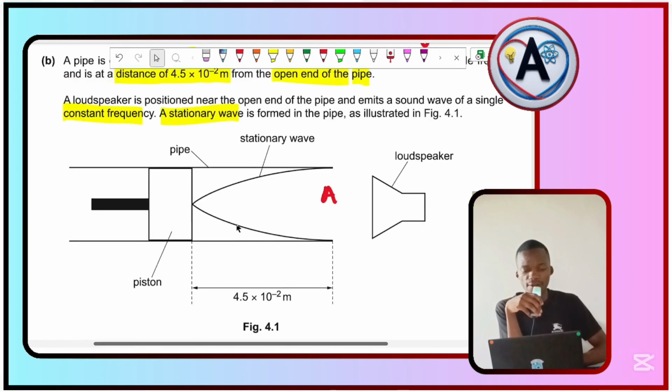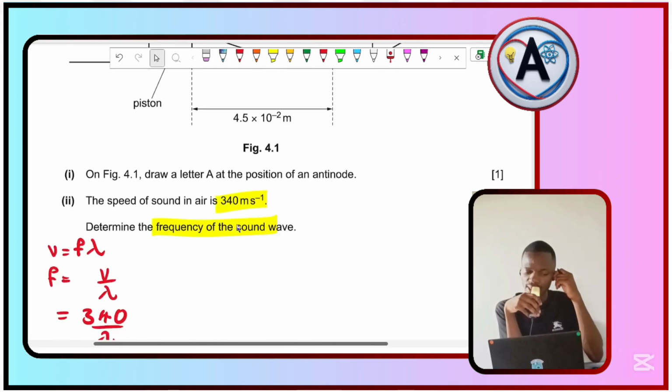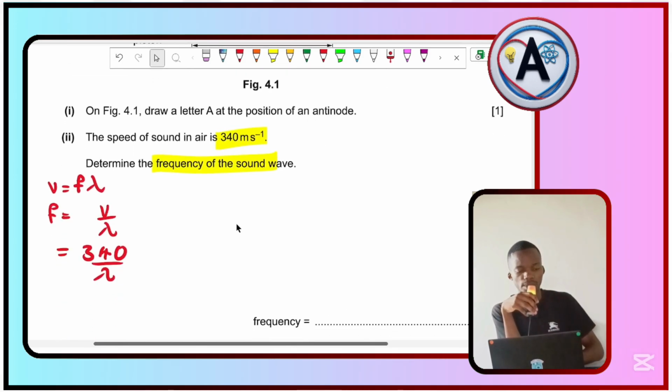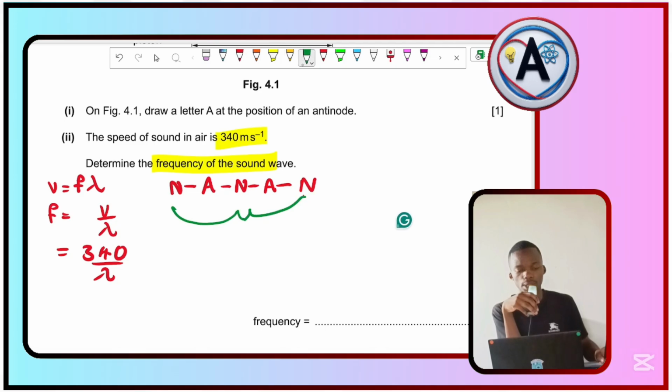Okay, I actually do. I have 4.5 times 10 to the power of negative 2 over here. So if I think about it, what can I do here? Okay, so I have a node at one end, and then I have an antinode directly. But I know I can continue like this. This is an entire lambda, right? All of this is lambda.